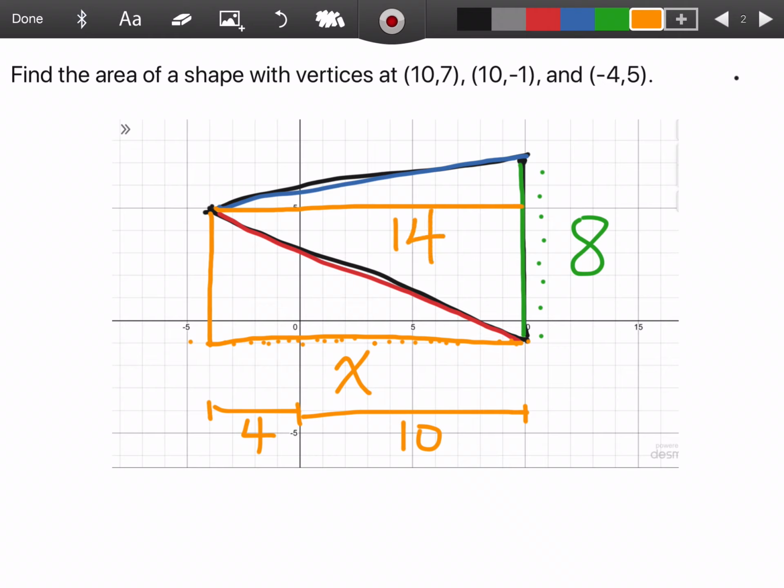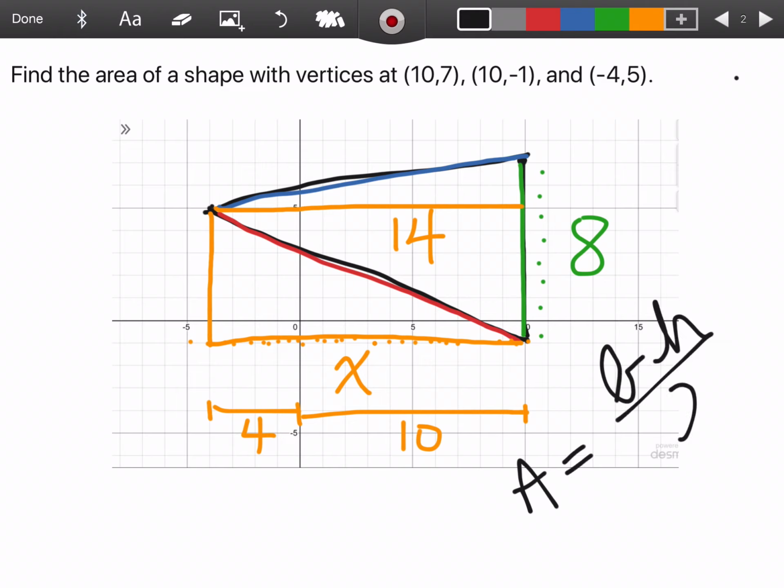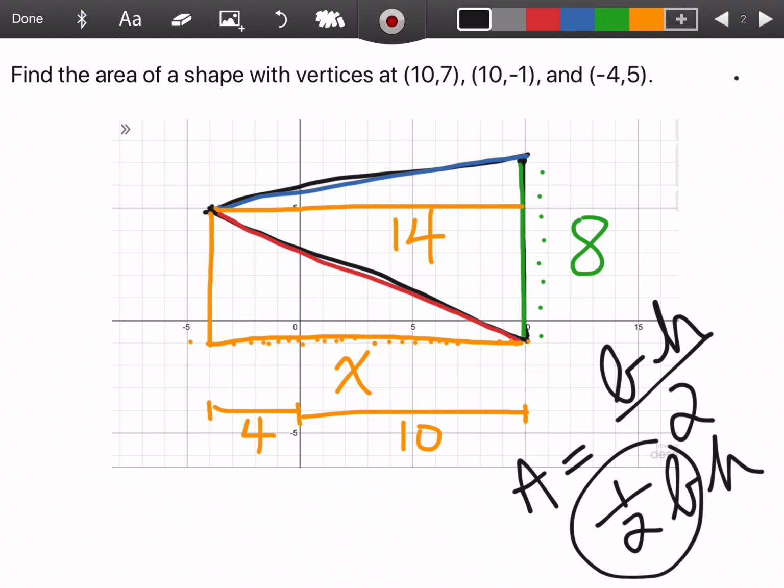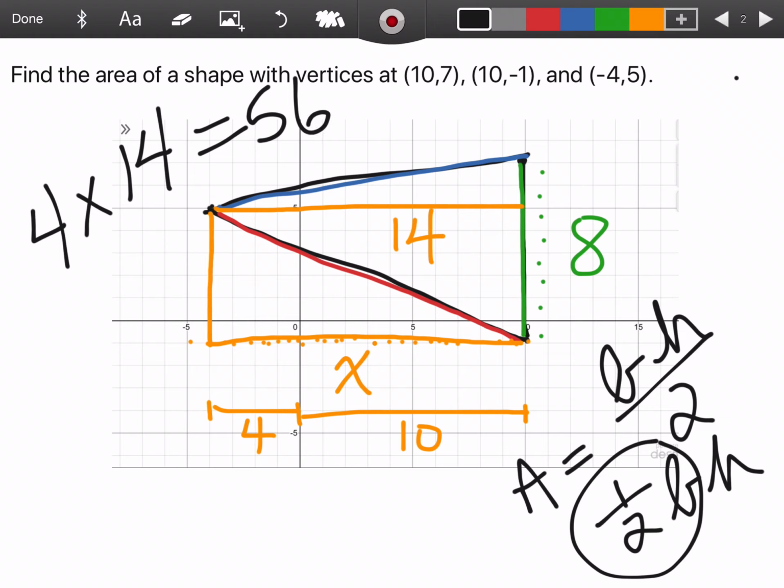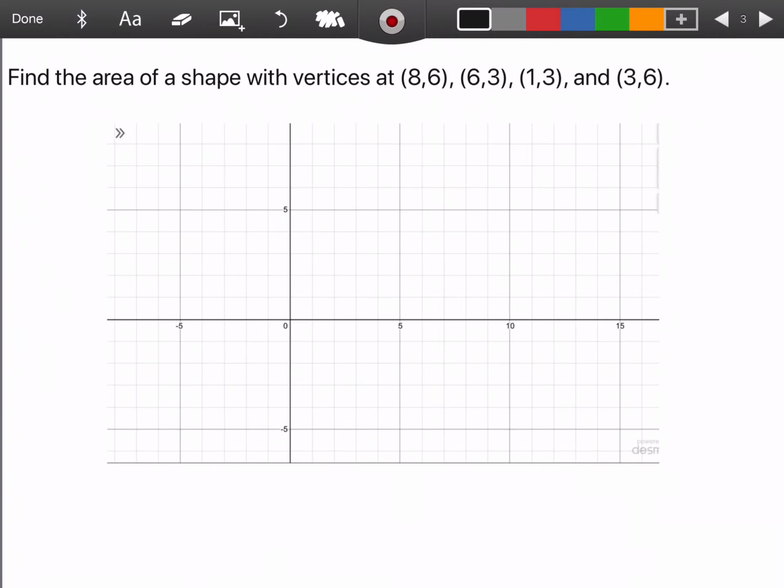Again, remember that to find the area of a triangle, we can multiply our base times our height, and then we can divide it by 2, or we can do 1/2 of the base times the height. I like to personally take half of the base first. It makes it a little bit easier. So I know that half of 8 is 4, and then 4 times 14 is going to give us an answer of 56. So we know the area of this triangle is 56 square units.